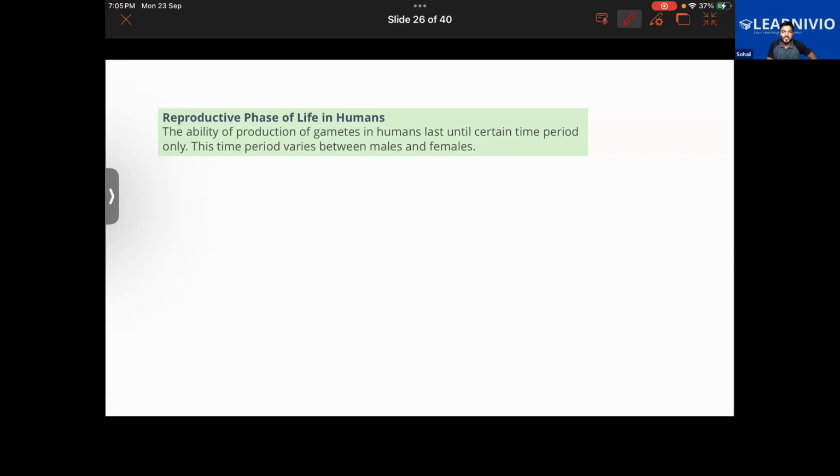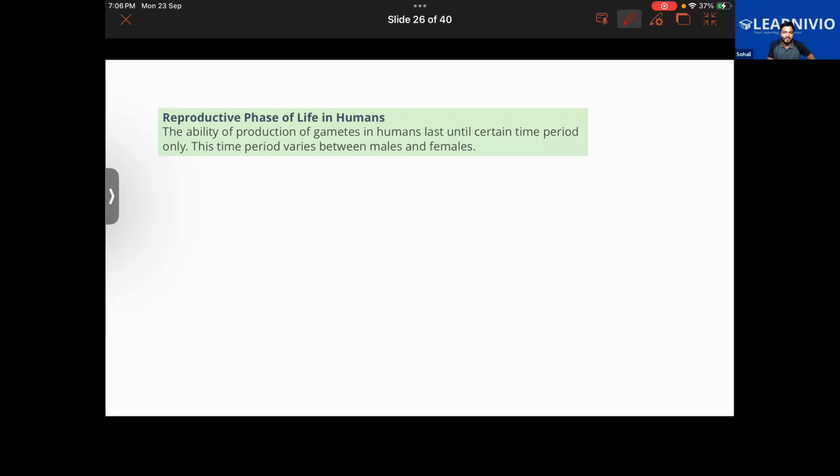Why? Because the release of ovum stops. Okay? That is the thing. So the ability of production of gametes in humans lasts until a certain time period only, but it varies between the male and the female. Getting it, guys? In the case of females, after a certain age in their life, it stops, while the reproductive phase of man does not stop. It lasts forever.